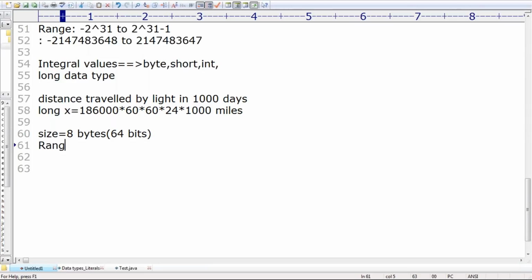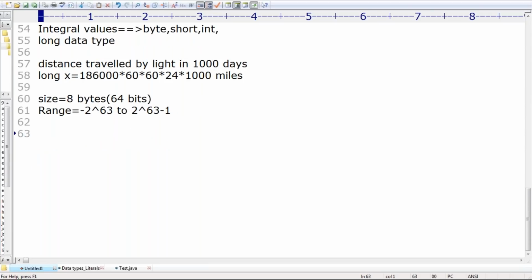Can you please tell what is the range? Now I'm asking Abdul Rahim. What is the range? Minus 2 power 63 to 2 power 63 minus 1. But don't ask what is the value of minus 2 power 63. Even I don't know. Remember, okay? This is about size and this is the range. Any explanation required up to this? Clear? Up to this we covered.